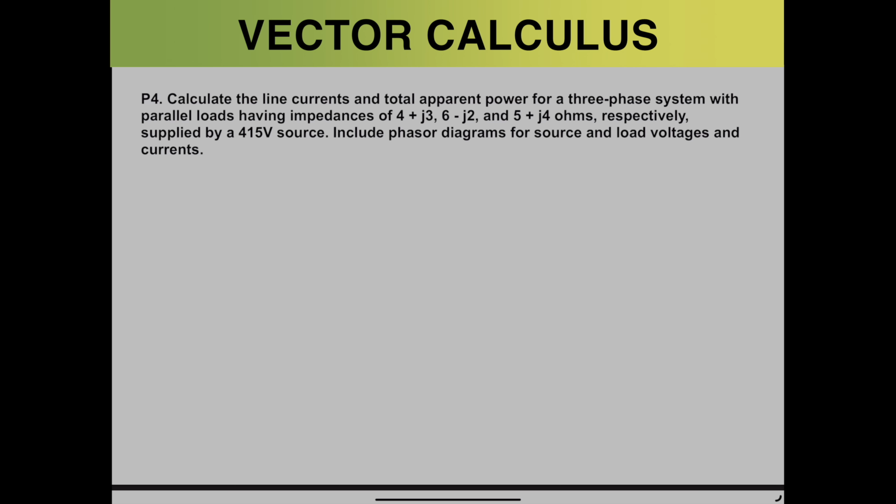So let's dive into the fourth question. Calculate the line currents and total apparent power for a three-phase system with parallel loads having impedances of 4 plus j3, 6 minus j2, and 5 plus j4 ohms, respectively, supplied by a 415-volt source. Include the phasor diagram for source and load and voltages and currents.